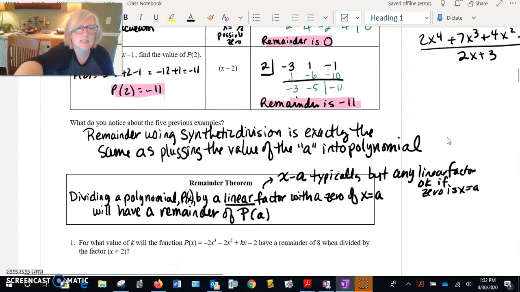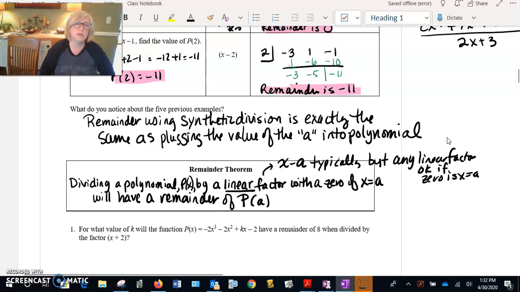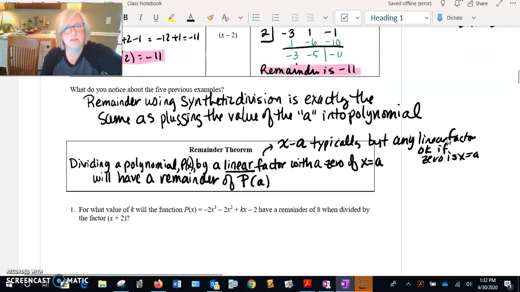So the idea of what this is and what we wanted to get out of this is that the remainder using synthetic division, when you're dividing by a linear factor, is exactly the same thing that you would get when you plug the value in. So that gives us two different ways to calculate a value, and that is to simply plug in or do synthetic division. So let's look down at using this.